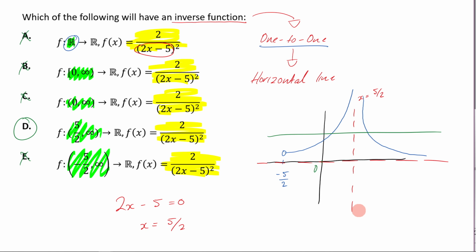That's how to think through these questions. You have to be able to quickly think through these multiple choice questions to be successful in methods. All right, I'll see you in the next one.